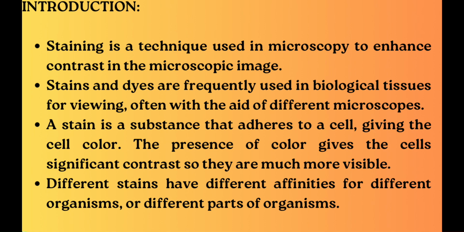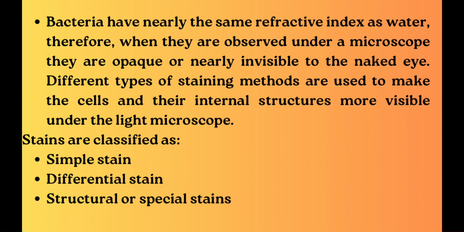A stain is a substance that adheres to a cell, giving the cell color. The presence of color gives the cell significant contrast, so they are much more visible. Different stains have different affinities for different organisms or different parts of organisms. Bacteria have nearly the same refractive index as water. Therefore, when they are observed under a microscope, they are opaque or nearly invisible to the naked eye.